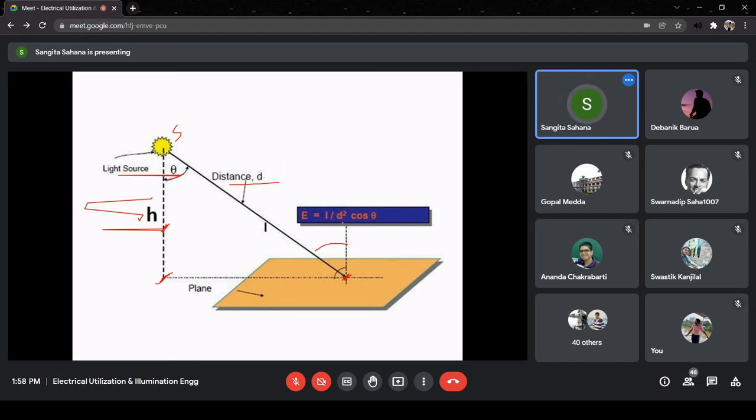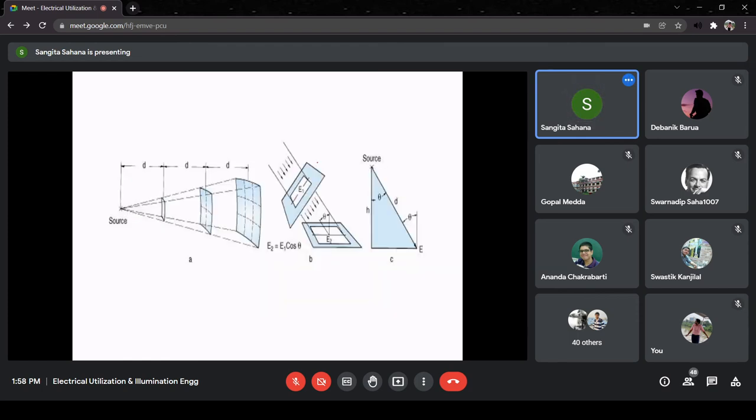If you express D in terms of the mounting height of the source H, it will be I cos cube theta by H square. This is the source. If you want to calculate at this point, it will be I cos cube theta by H square. Directly below the source, it will be I by D square only.